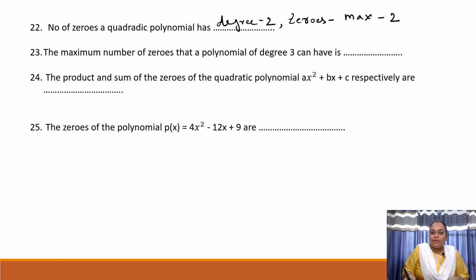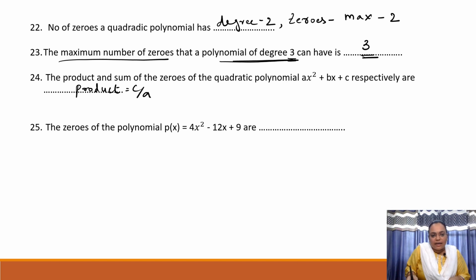The maximum number of zeros that a polynomial of degree 3 has. It has 3 zeros, right? The polynomial of degree 3 is nothing but your cubic polynomial. So the maximum number of zeros it has is 3. Okay. The product and sum of zeros of a quadratic polynomial ax square plus bx plus c: the product of zeros is nothing but c by a, and the sum of zeros is nothing but minus b by a.